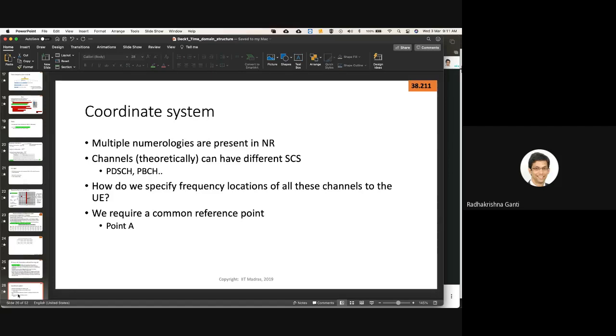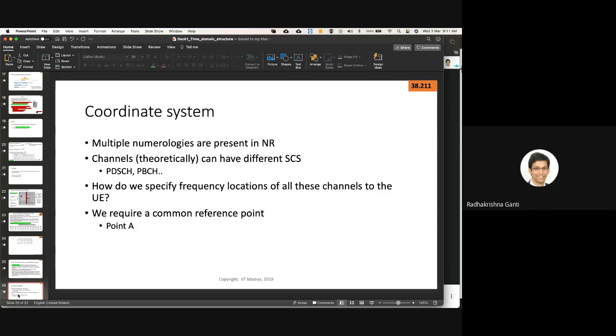How do we specify the relative locations of all of this with respect to each other? For example, PBCH might have 15 kilohertz and PDSCH can have 30 kilohertz. How do we make sure that the resource grids of these two, which are different because the subcarrier spacing is different, are aligned? What is a common reference coordinate system for all of this in terms of frequency?